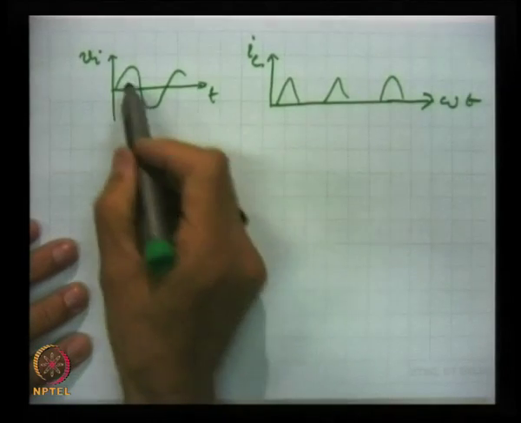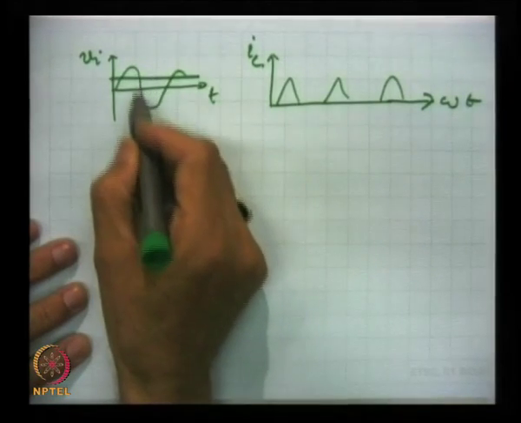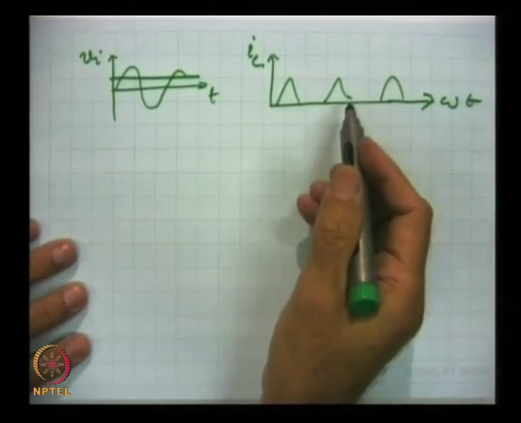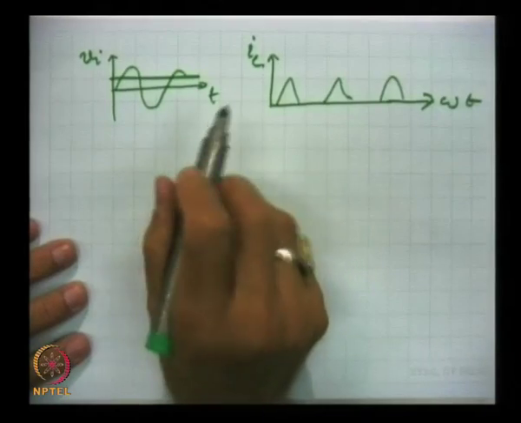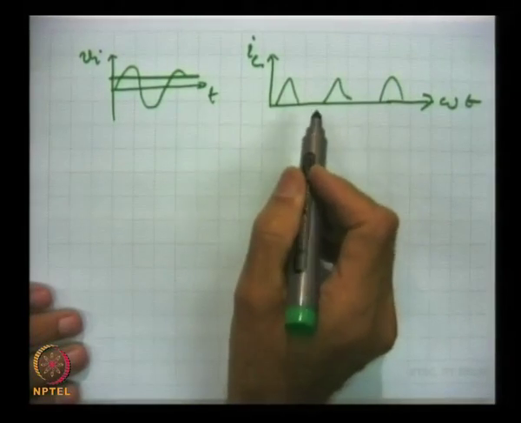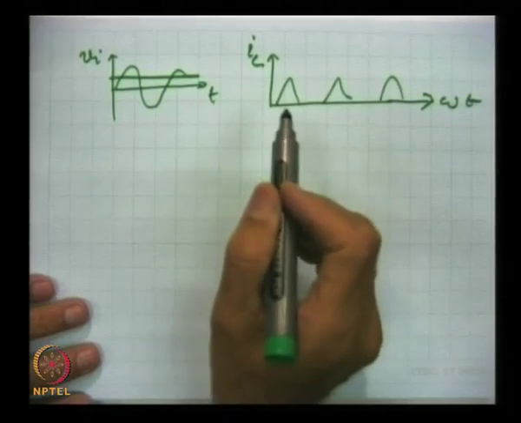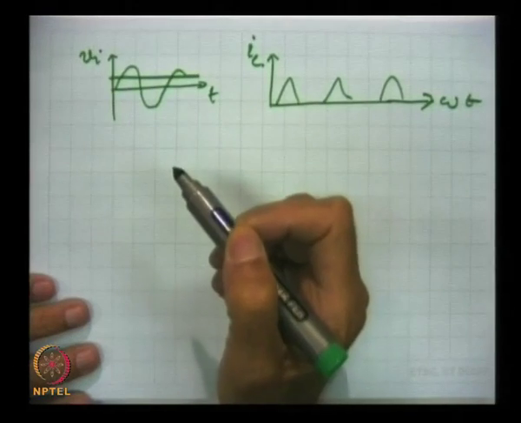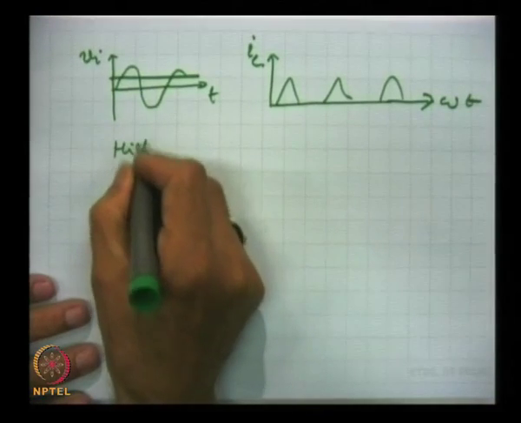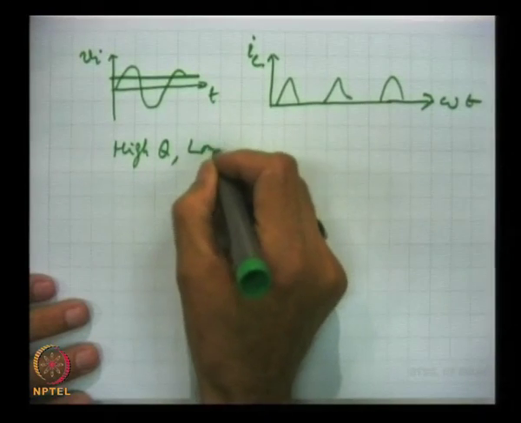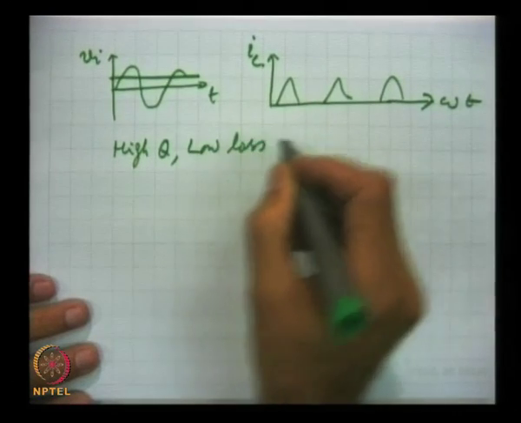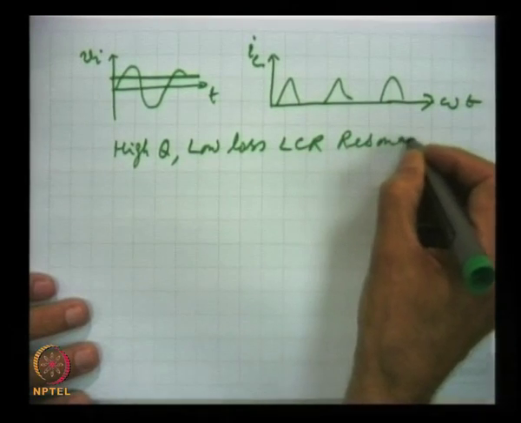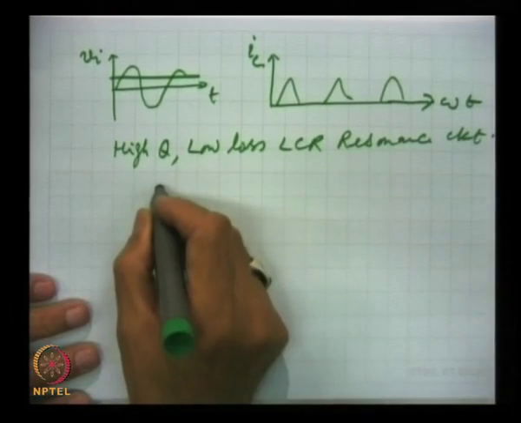That means a lot of information will be absent in these pulses. So, what is done? How to make these pulses useful? These high current pulses, they excite a tank circuit. Tank is a resonant circuit, high Q, that means low loss, LCR resonance circuit, like here.